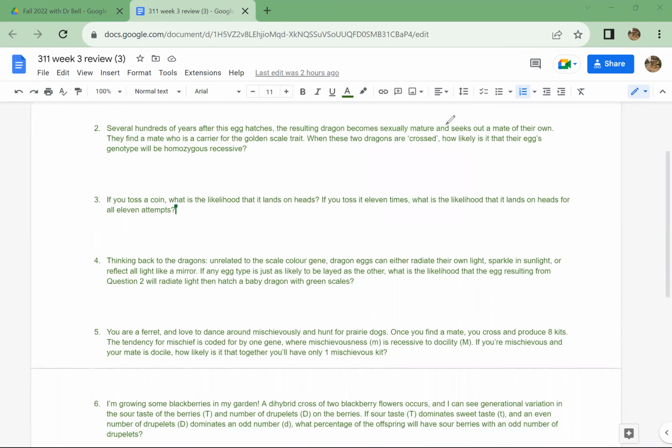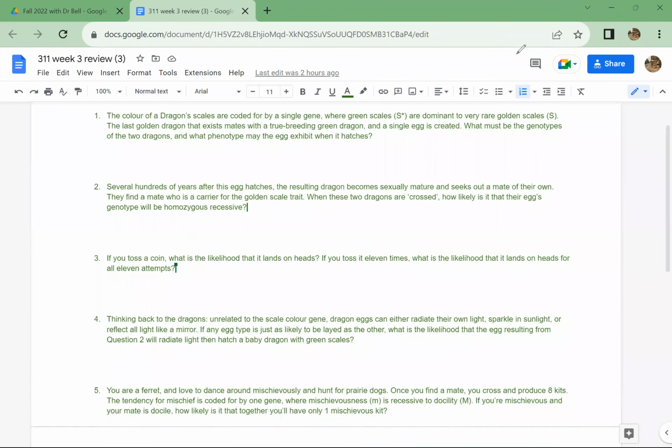Moving on to question 2. It's related to question 1. So keep in mind the result of this. We had an S star egg, that hatched from this cross between the two parents.